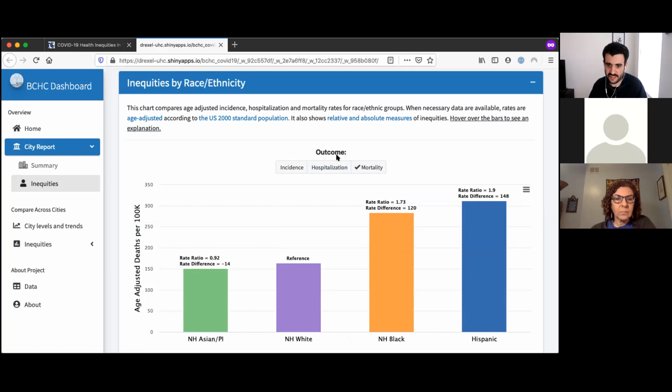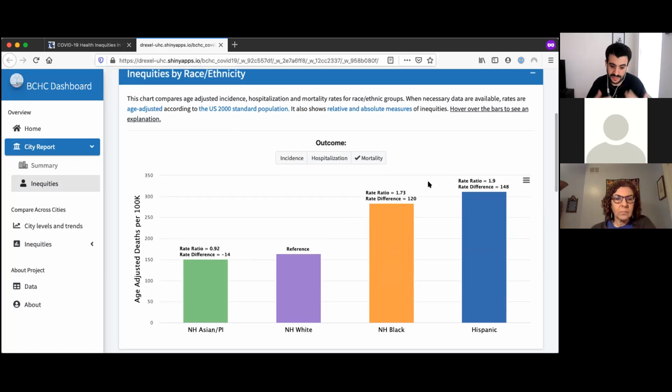Now, what we do in this part of the dashboard is allow viewers to check whether inequities vary by type of indicator. So for example, in the case of New York City, what we can see is that the age-adjusted death rate for the Hispanic and for the non-Hispanic Black population of New York City is much higher than for the other groups here.